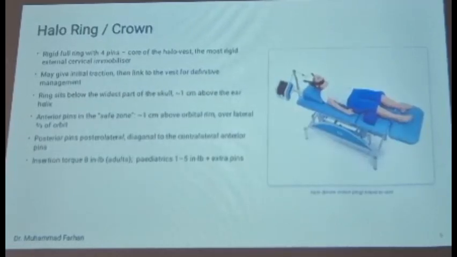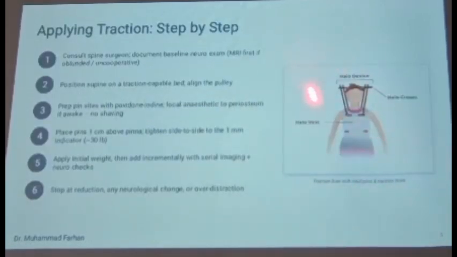Then there is the halo ring or crown. Usually this is a full rigid ring with 4 pins. The halo vest is sometimes used, and it is the most rigid external cervical immobilizer. There is a ring-type crown, which we call the halo ring, that is applied over the skull, usually at 4 points, two anteriorly and two posteriorly. And this is applied just below the widest diameter of the skull, and then we can achieve the cervical traction by applying this. So this is the halo device which we can apply.